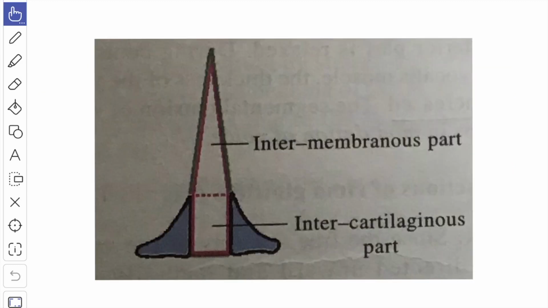Now we'll see the subdivisions of the Rima Glottidis. It consists of two parts. The intermembranous part. So this is the intermembranous part in the anterior 3/5 between the vocal folds. And intercartilaginous part in the posterior 2/5 between the vocal process of both arytenoid cartilages.